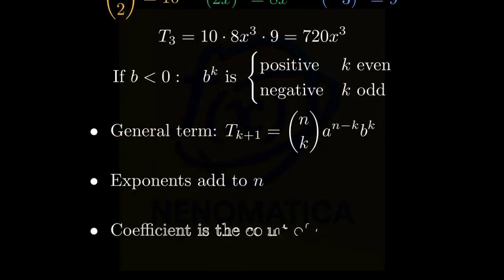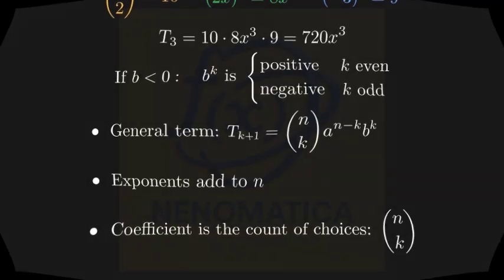Recap. 1. The general term formula jumps straight to any term. T sub k plus 1 equals n choose k times a to the n minus k times b to the k. 2. The exponents of a and b add to n. 3. The coefficient is n choose k, which counts the ways to pick which factors contribute b. With this, you can handle binomial expansions efficiently and confidently.